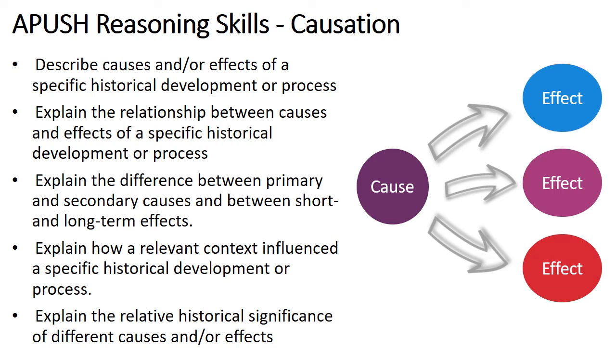The second reasoning skill is causation. There are several ways the AP exam could ask you causation questions. First, they could just simply ask you to describe a cause or effect of a specific historical development or process. Another way they could do it is by asking you to explain the relationship between different causes and effects of a specific historical development or process. The third way they could ask you is by asking you to explain the difference between a primary and a secondary cause, or the difference between a short or a long-term effect.